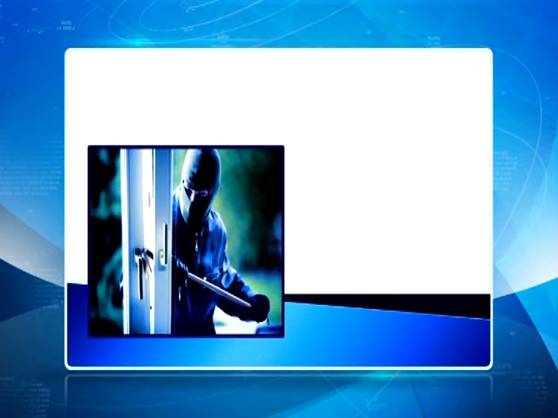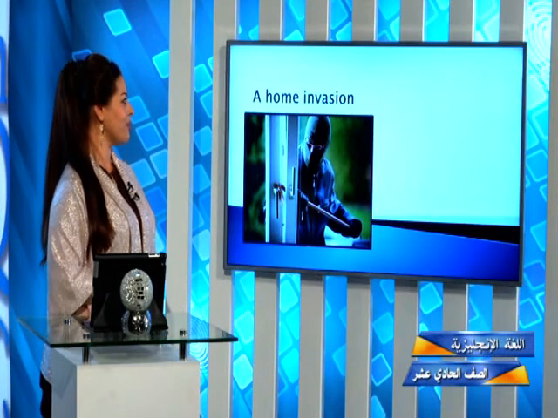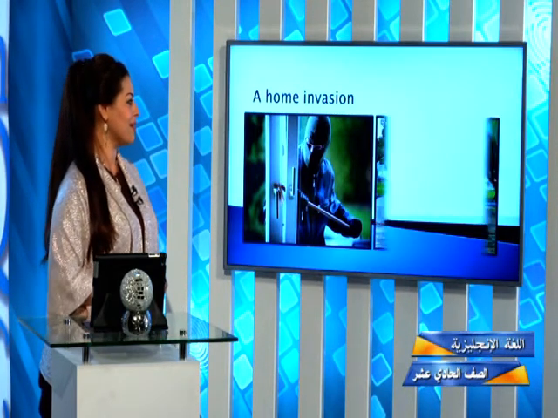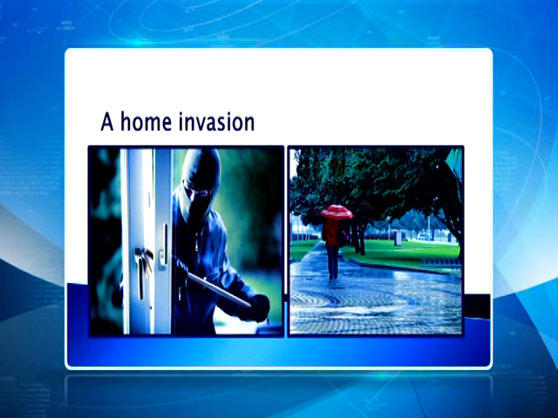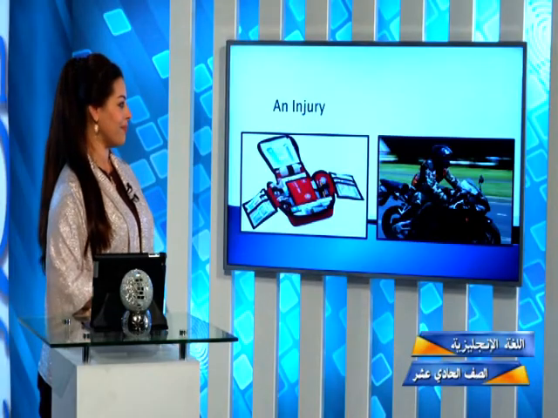What do you think? What is this? It's a thief, a criminal. We have to be prepared for a home invasion and a rainy weather. So what do we need? We need an umbrella, correct? Okay. We have another one over here, which is for injury. When someone is injured, we need what? A kit, a first aid kit.